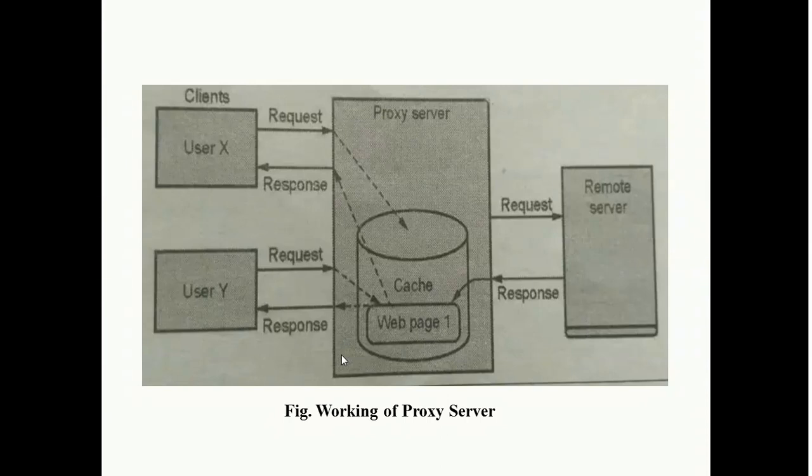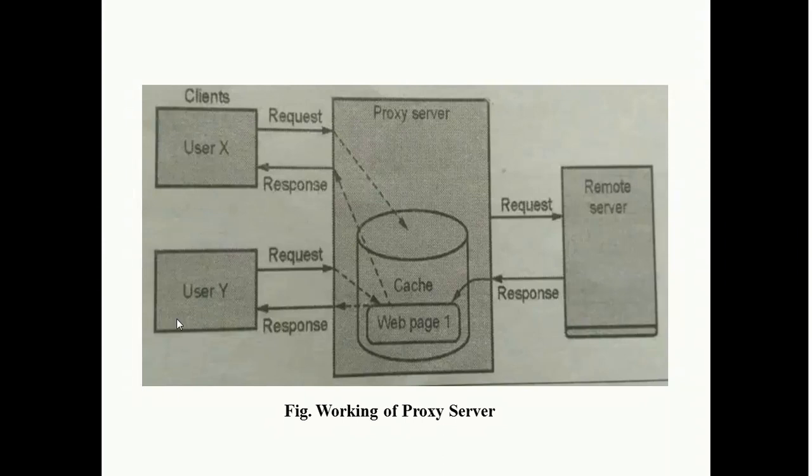Suppose there are two users, user X and user Y. These two users access the World Wide Web through the proxy server. First, user X requests a certain web page, which will be page 1. Sometime later, user Y requests some pages.